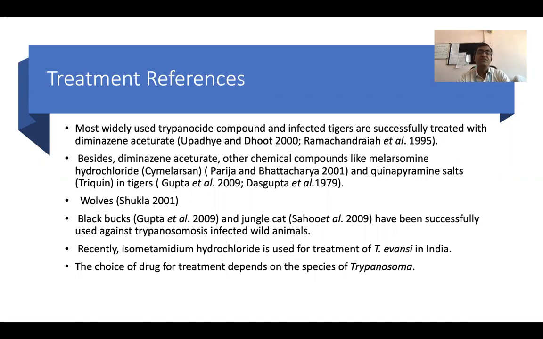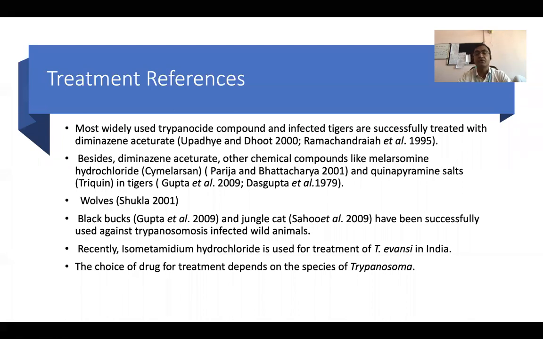Another medicine, besides diminazene aceturate, is melarsomine hydrochloride. You will come across this melarsomine hydrochloride when I deal with a very important disease called heartworm disease in canines. And this is also a very important disease in wild animals. And then what Anand has just told me is a quinapyramine salt.